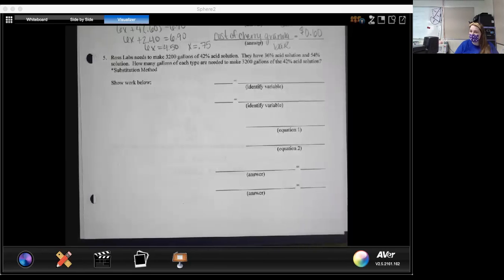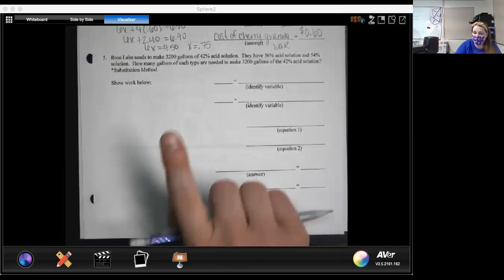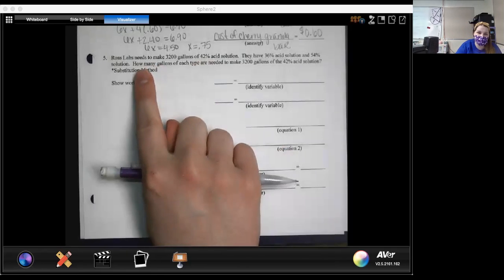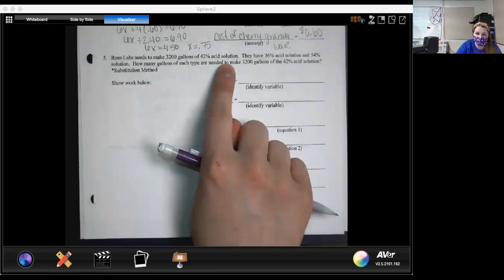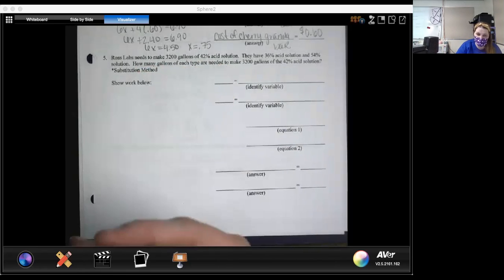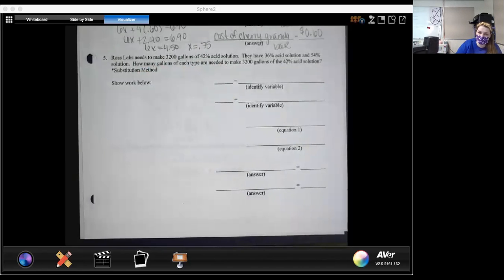Now, this is a very popular type of substitution or elimination system question. Once you get the handle of it, it'll make a lot more sense. But I'm sure looking at it right now, you're thinking, I don't know anything about percents or acid solution, I don't know how to mix those things. It's really less complicated than it seems initially. It's all about mixing the two together. So again, the most important thing is to look at your question. The question is, how many gallons of each type are needed? So we need to know the amount of 36% and the amount of 54%.